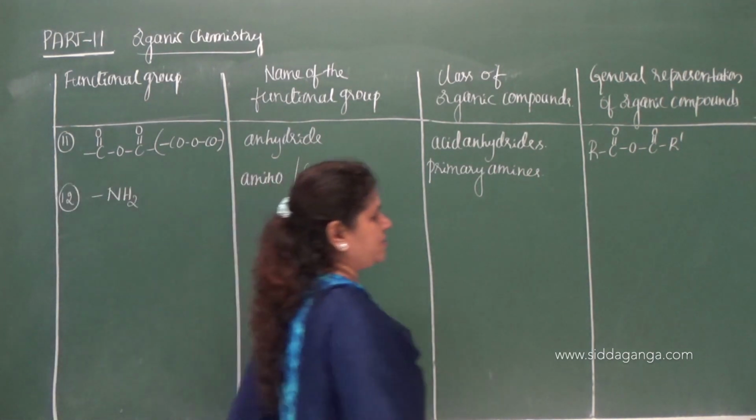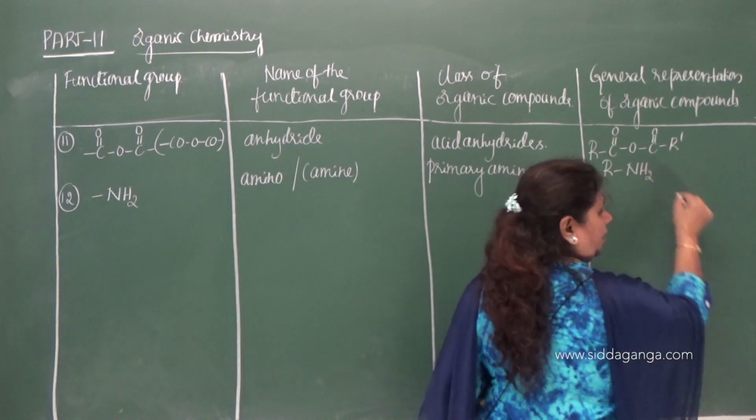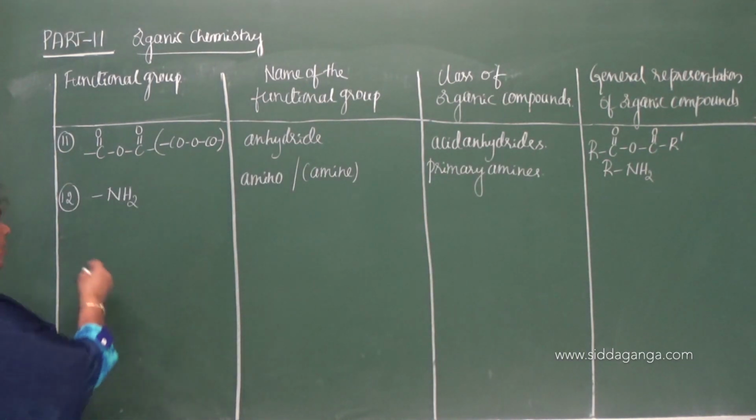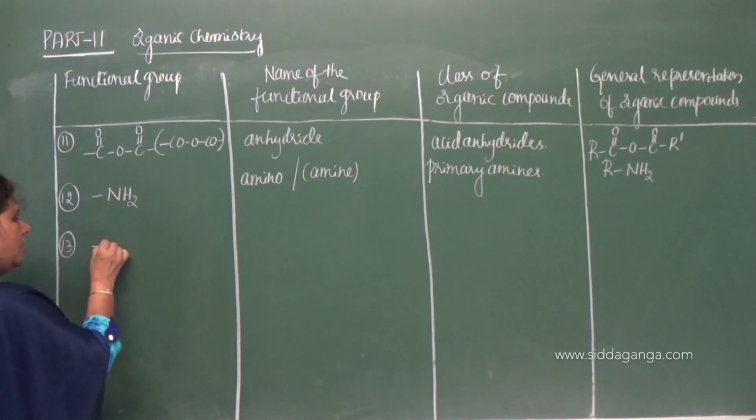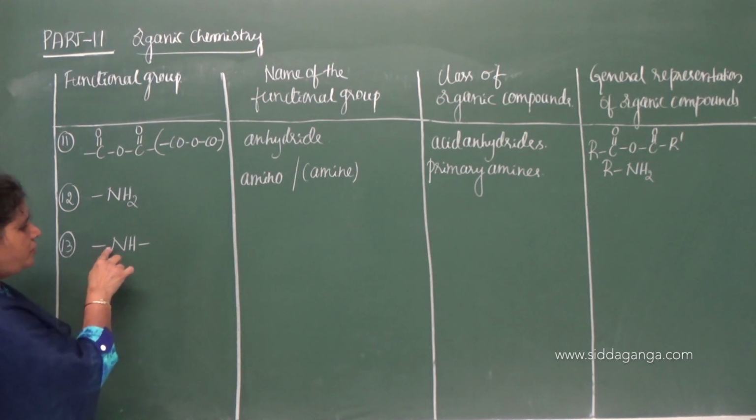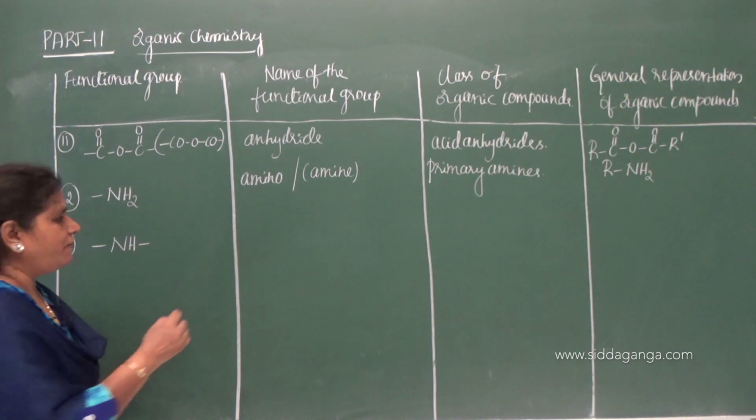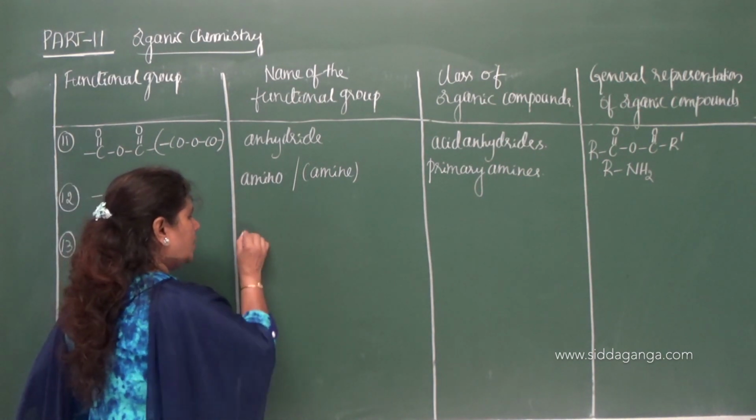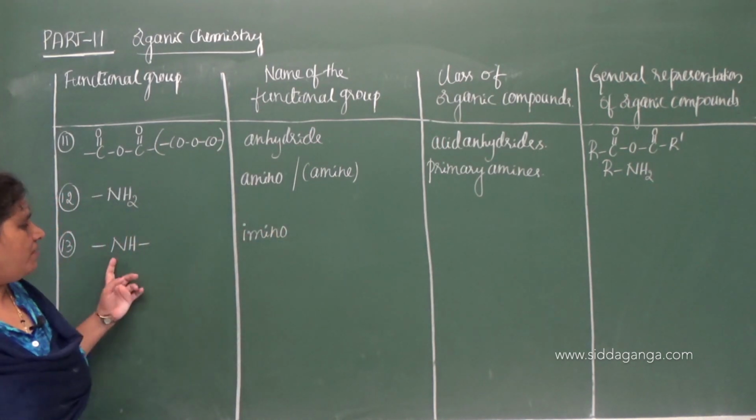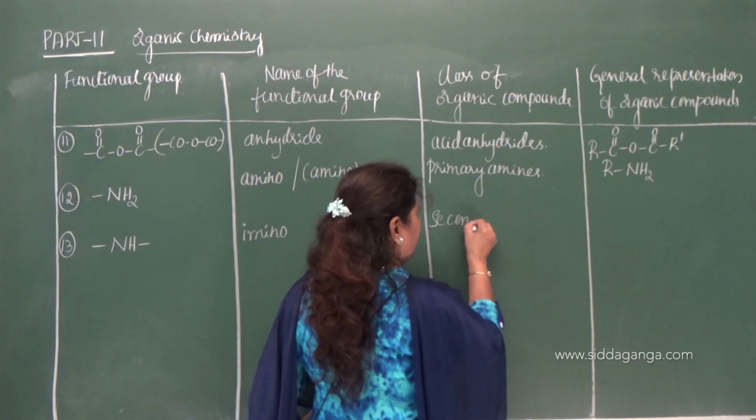Then how to represent primary amines? RNH2 is the general representation of primary amines. Now the 13th one, NH. Here two valencies of the nitrogen are left vacant, so the name of this group is imino. If the imino group is there, then the amines are called secondary amines.